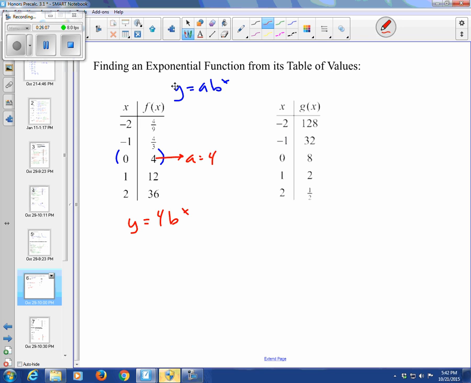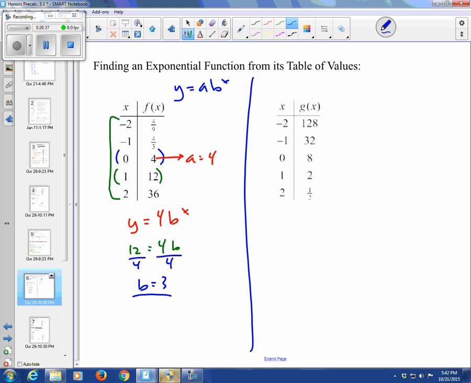So we still don't know what that b value is, but we've got a list of ordered pairs that satisfy this exponential function, whatever it is. The easiest ordered pair to choose from here is going to be (1, 12), right? And that's because when we raise b to the 1 power, we just get b. And so we're going to have 12 equals 4 times b to the 1, which is just b. And now right here, we can just divide by 4 to get that b value. So we divide both sides by 4, and we get b equals 3, right?